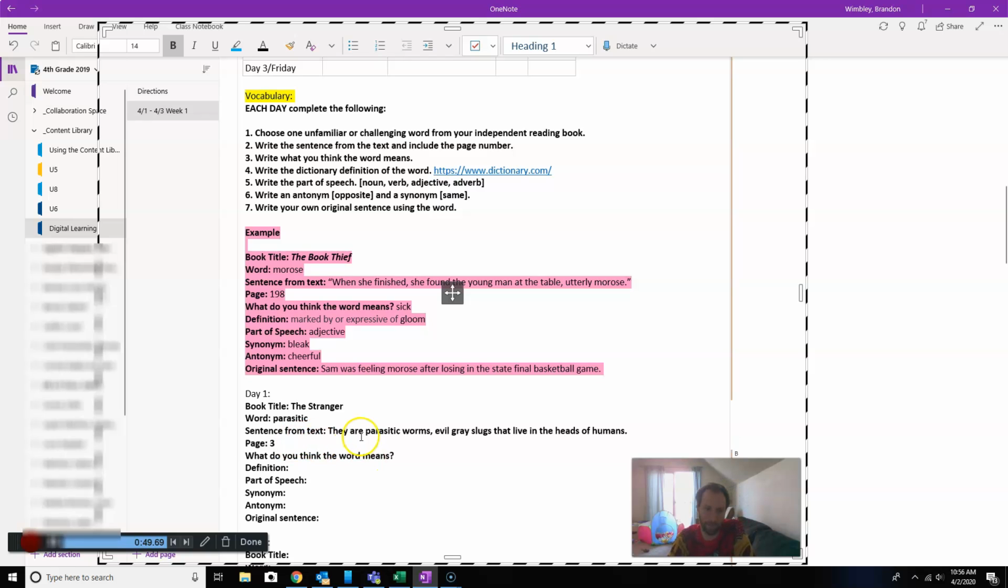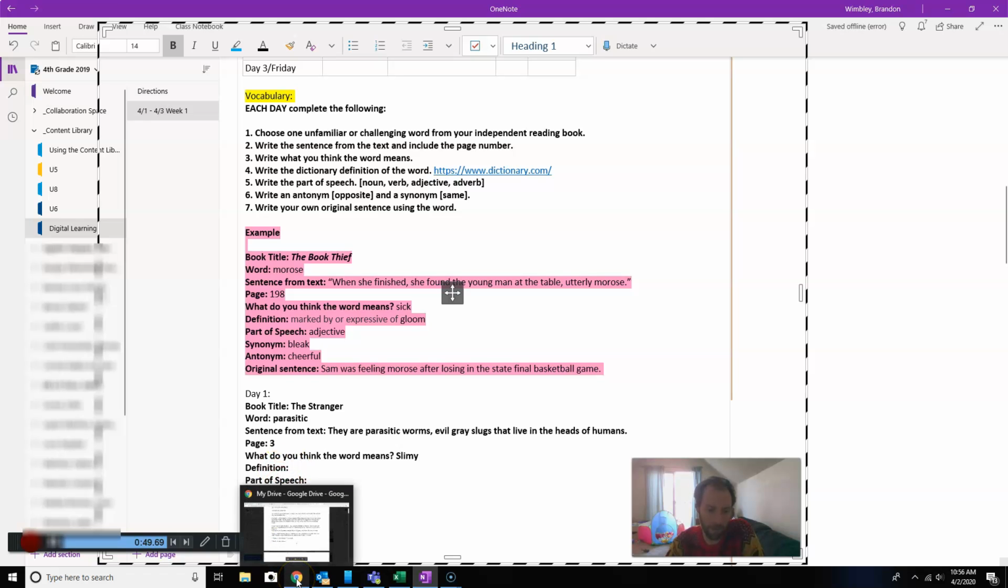What do you think that word means? Well, I have these parasitic worms. So what I think it means is, since it's talked about worms, I think it means slimy. So they are slimy worms. So parasitic might mean slimy. But if I just leave it at that, I don't know if that's right or not. So I have to go and find out the definition.